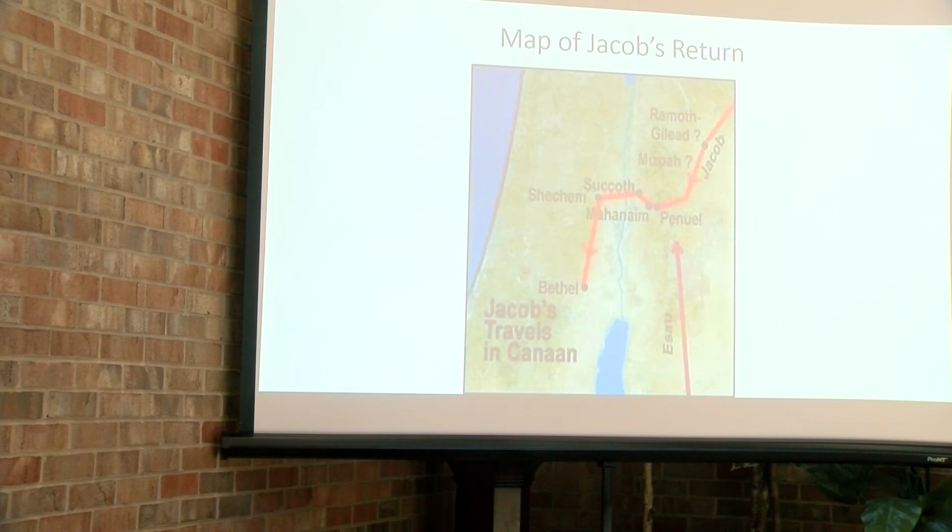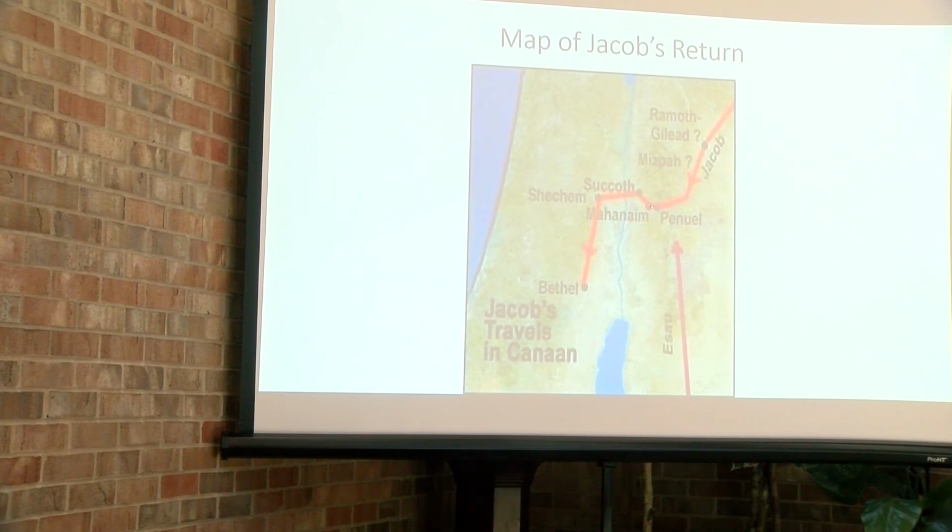Where are we talking about? We're talking about this region right here. This is where Jacob had come with his family. This is where Laban had pursued him, all the way down into this area. Here is the Dead Sea. We're only looking at a few miles from the Dead Sea to this here.